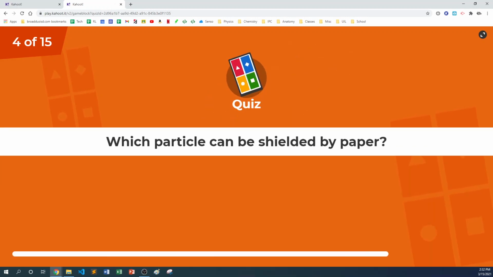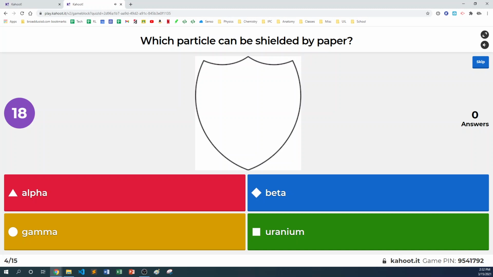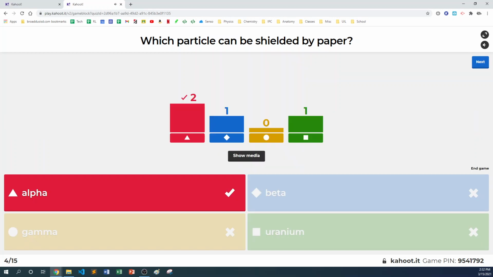Which particle can be shielded by a piece of paper? I know. I'm cooking radio. Oh, okay. Alpha. It was eeny, meeny, miny, moe at that point.